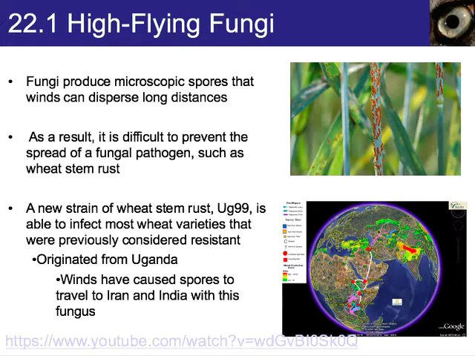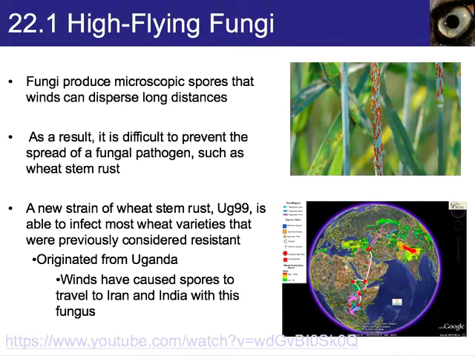Fungi are actually really, really important, particularly to our crops. Fungi produce microscopic spores that winds can disperse over long distances. As a result, it's really difficult to prevent the spread of a fungal pathogen such as the wheat stem rust. If you don't realize it, the majority of our diet is made up of wheat. And this mold, called wheat stem rust, can really hurt our crops.